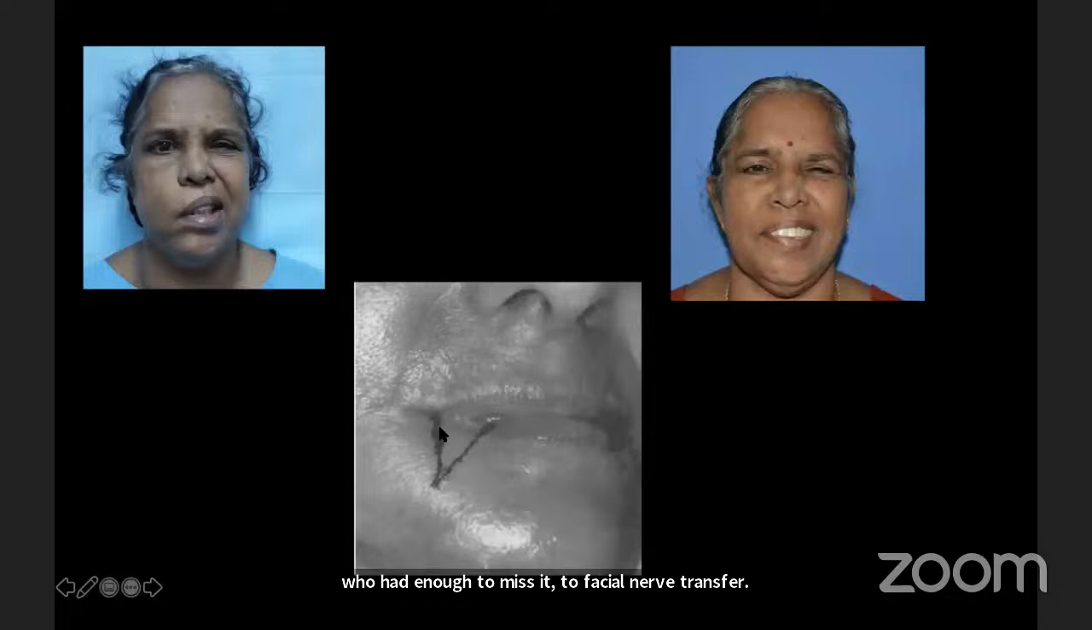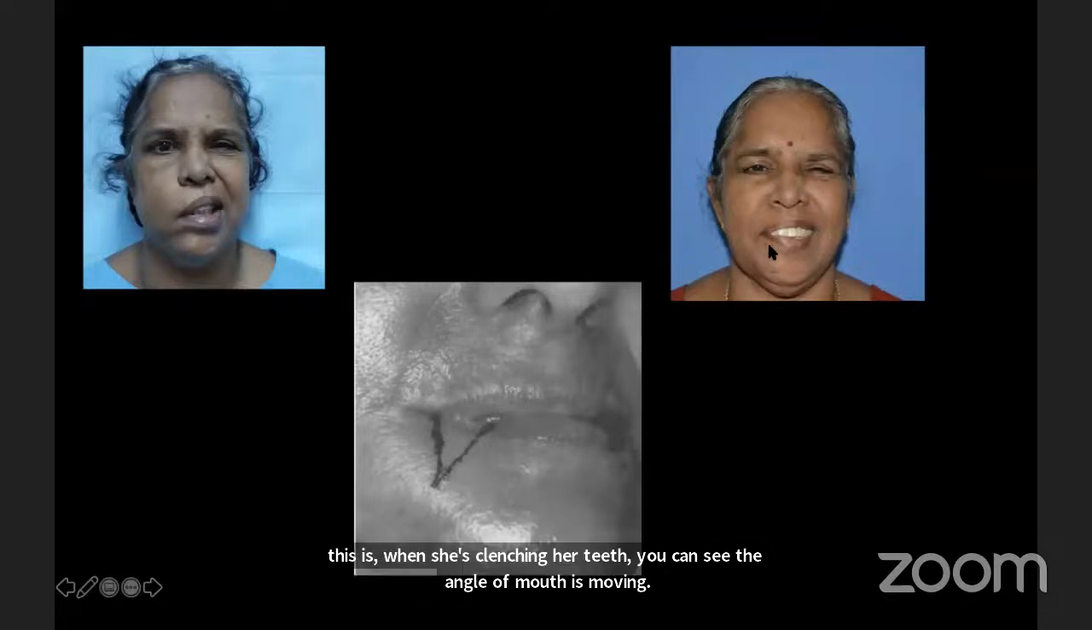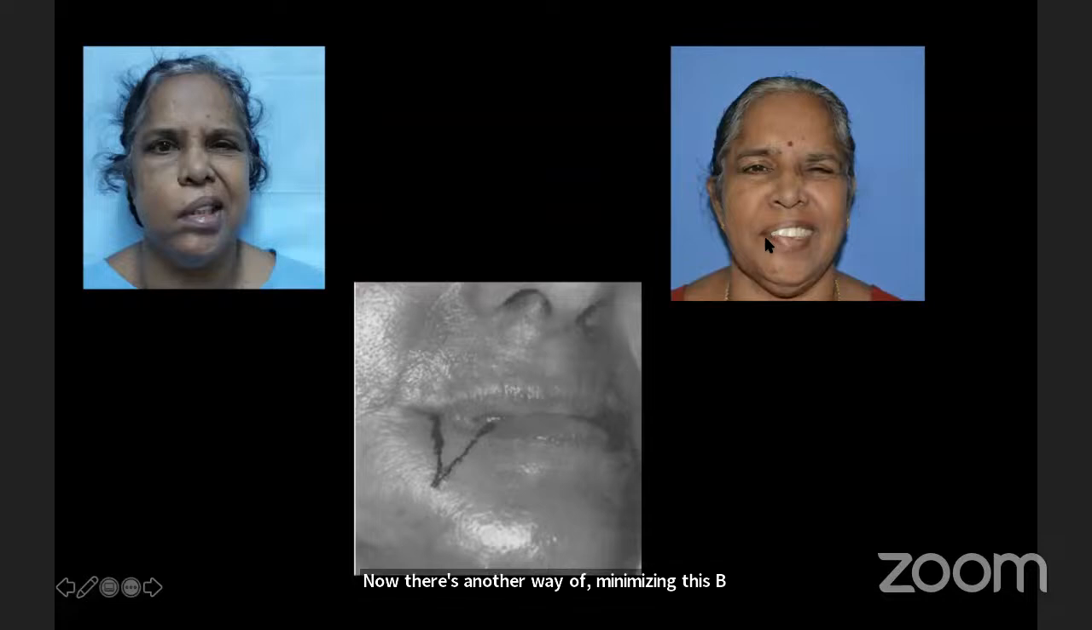Now, there's another way of minimizing this de-innervation. You can see that it was a long-standing palsy. This part of the lip is de-innervated and atrophic. So in those patients, you do a wedge resection and primary closure. That brings more bulk of the lip back to the commissure, and that helps in a lot of patients.